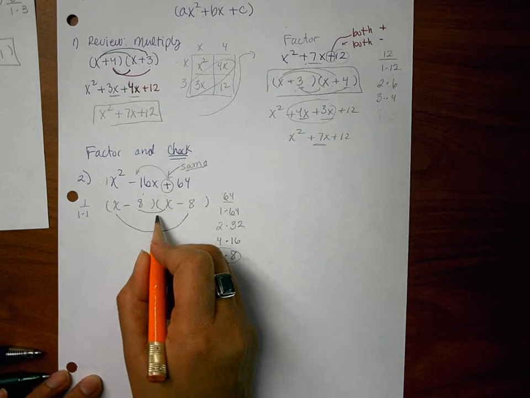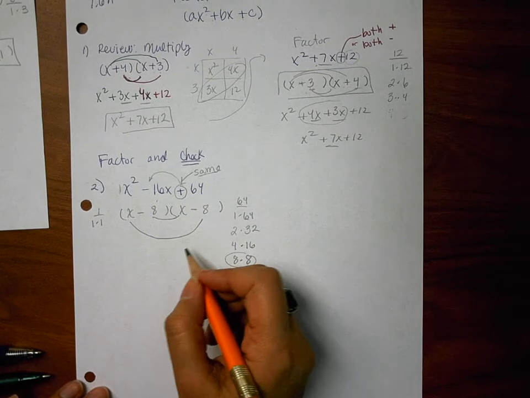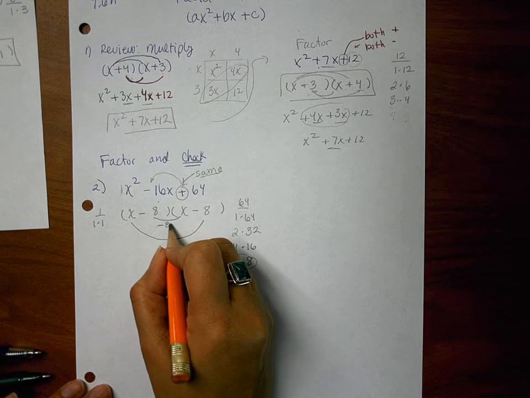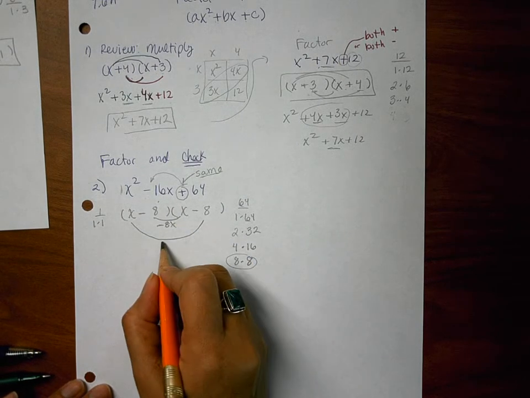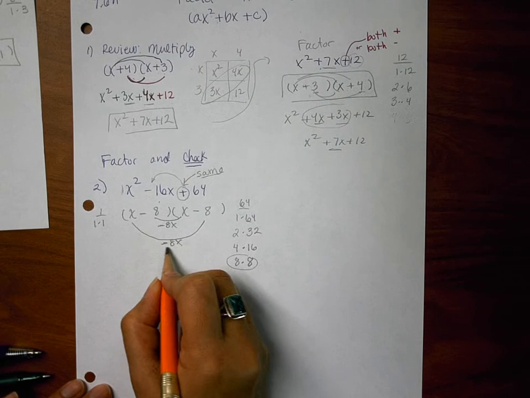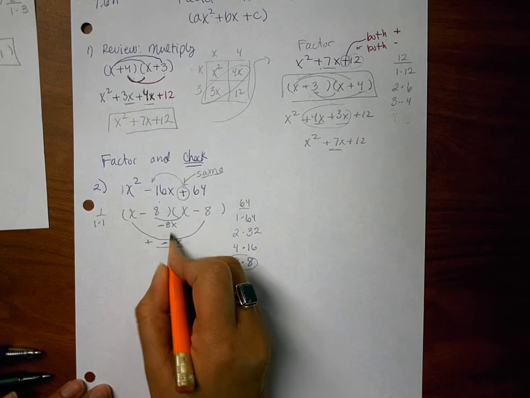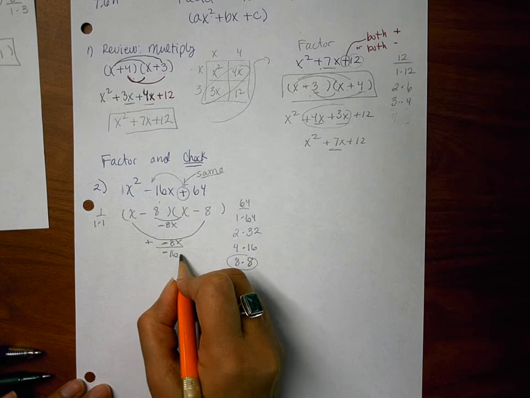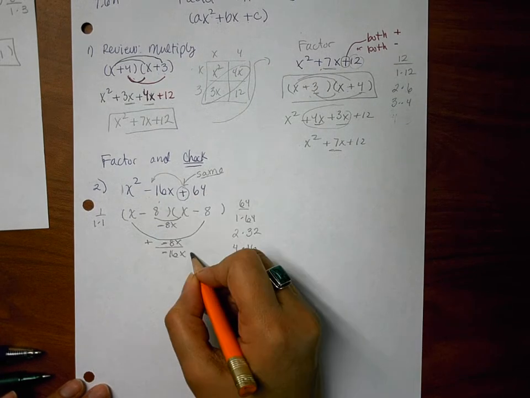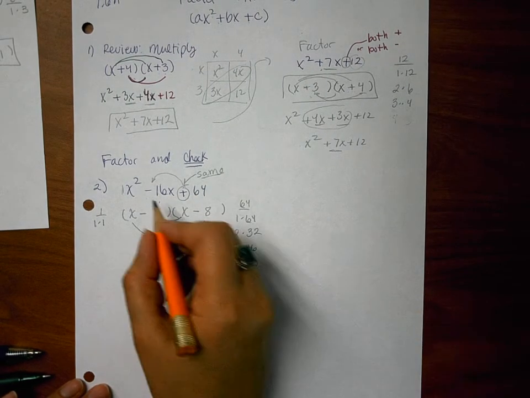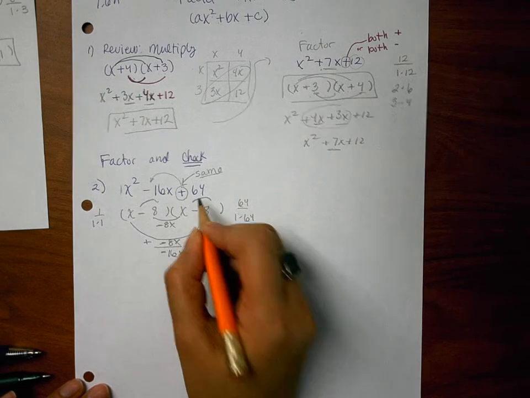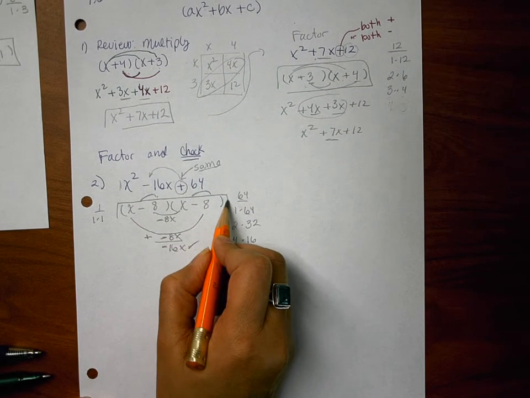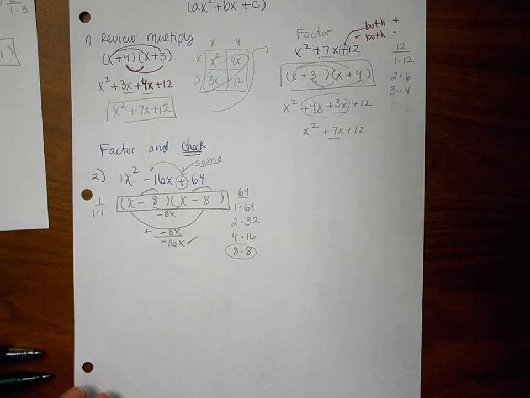And here's what you do. You do your inside and your outside, the outer and inner piece of the foil. Okay, negative 8 times x is negative 8x. X times negative 8 is negative 8x. And you always add those two numbers together. Negative 8x plus negative 8x is negative 16x. Is that your middle number? It sure is. We are super happy, so we put our little smiley face in. We're happy we got the right answer.